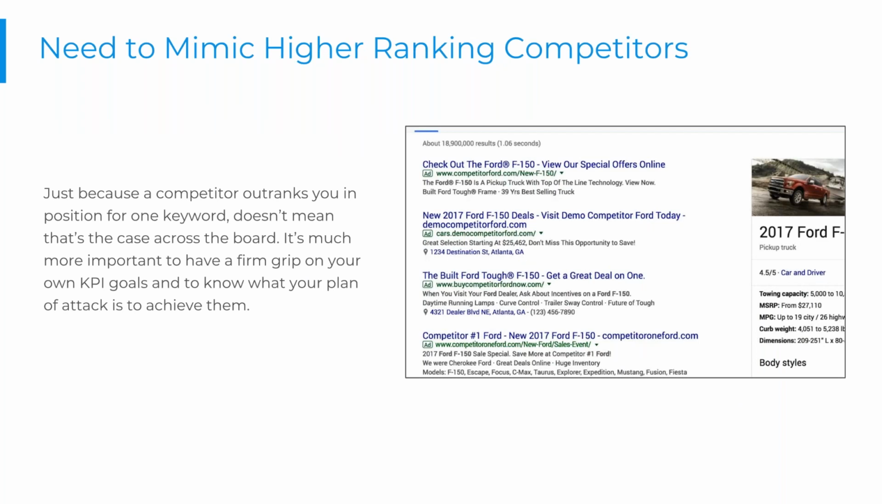And the other one is when you need your competitor's magic, when you need to mimic higher ranking competitors. Just because a competitor outranks you in position for one keyword doesn't mean that's the case across the board. It's much more important to have a firm grip on your own KPI goals and to know what your plan of attack is to achieve them. The best way to be more successful than anybody else is to get as many more sales as them, not just compete against them.